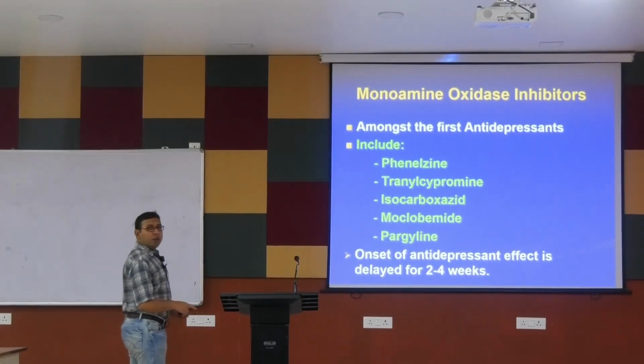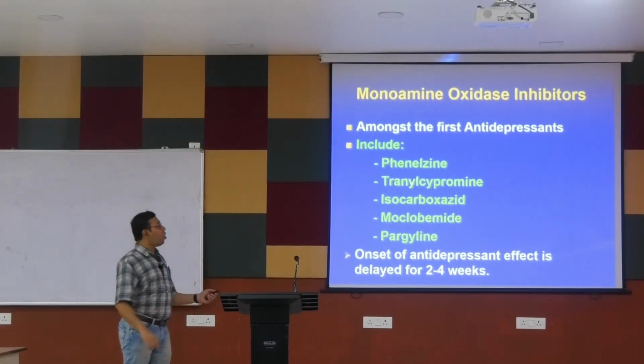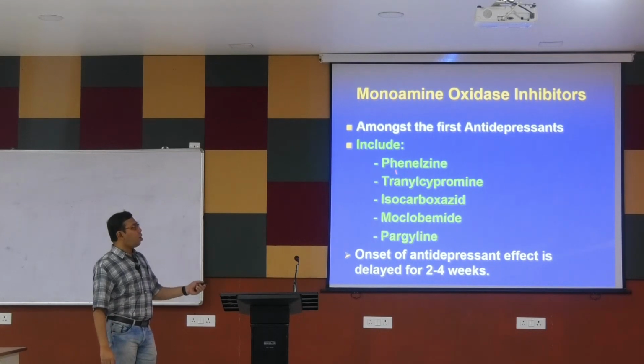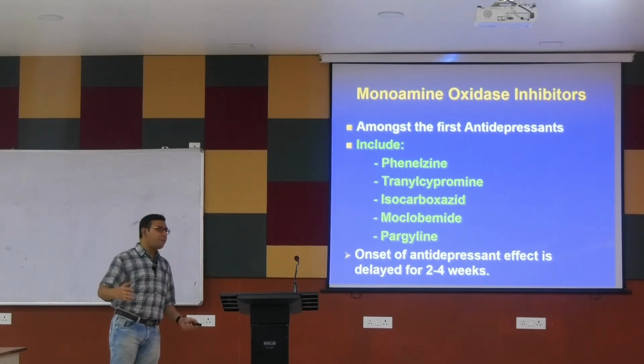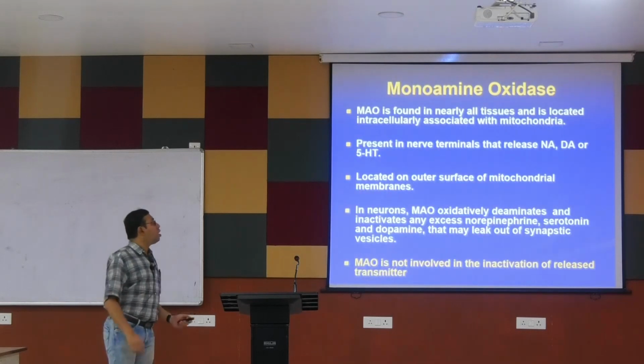Next, the monoamine oxidase inhibitors. We have started with the monoamine oxidase inhibitors. These are the monoamine oxidase inhibitors: phenelzine, tranylcypromine, isocarboxazid, moclobemide and pargyline. Onset of antidepressant action is similar, a minimum of 2 to 4 weeks.